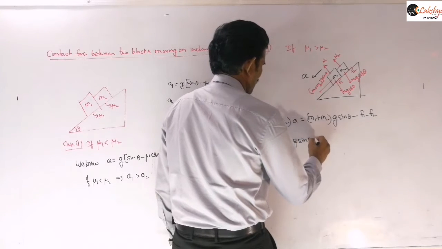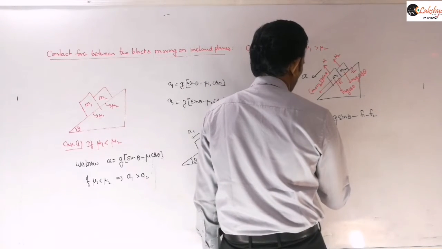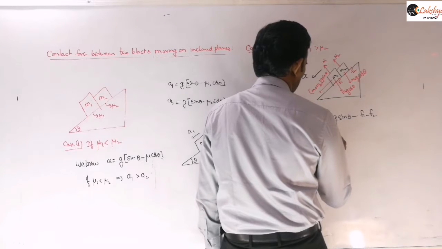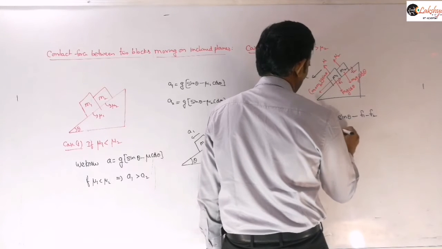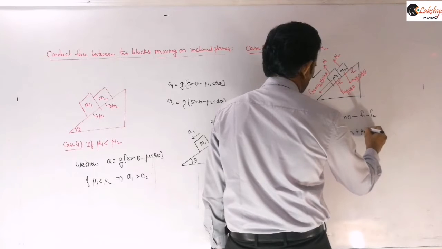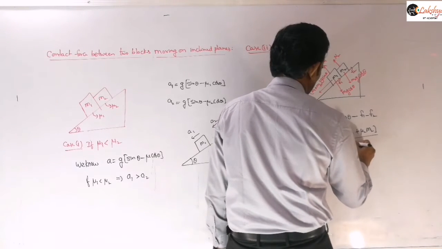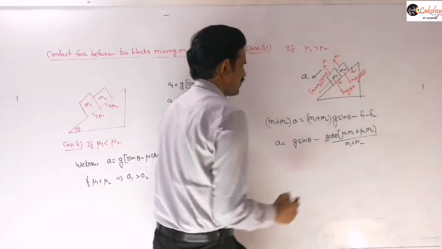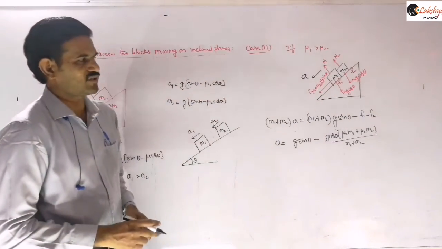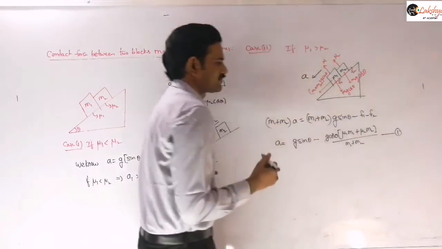So this is g sin theta minus, taking the g cos theta term common, mu1 M1 plus mu2 M2 divided by M1 plus M2. That means I am dividing by M1 plus M2, so that you will get this common acceleration here. So this is the common acceleration.